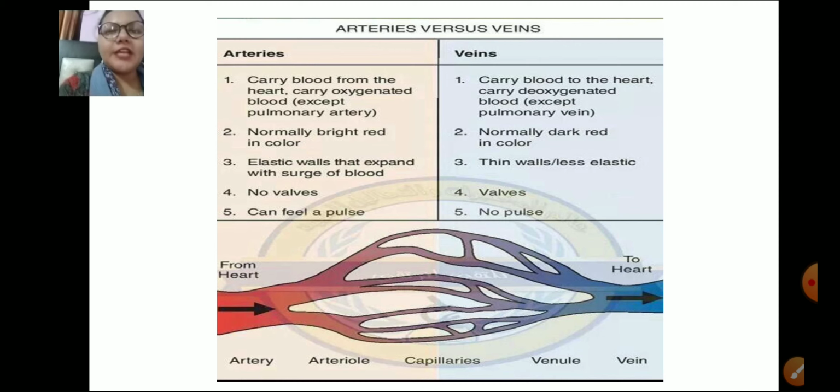Arteries do not have valves. Valves are present in veins. Now you can feel a pulse in arteries, but you do not feel a pulse in veins. So here we have a diagram that shows the red colored artery, the blue colored vein, and in between we have the blood capillaries.